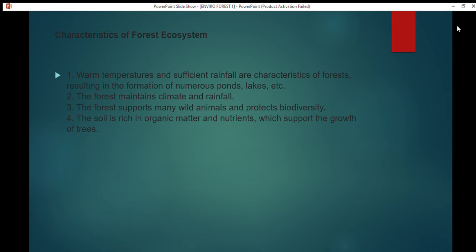Now let's talk about the characteristics of a forest ecosystem. Warm temperatures and sufficient rainfall are characteristics of forests, resulting in the formation of numerous ponds, lakes, etc. The forest maintains climate and rainfall. The forest supports many wild animals and protects biodiversity. The soil is enriched with organic matter and nutrients which support the growth of trees.